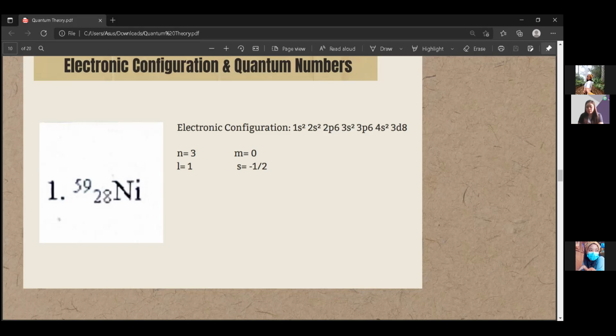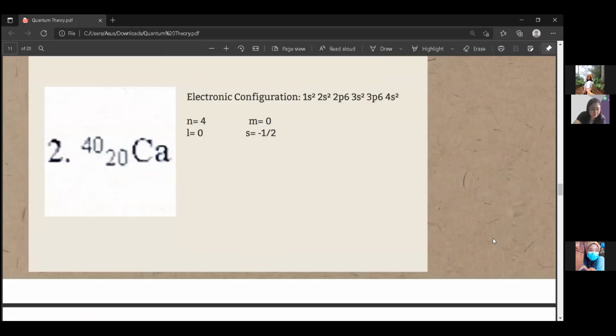So moving on sa m, since d has 5 orbitals and the 8th electron is nag-land sa 0 na orbital, that is why 0 ang ml or ang m. And since the arrow nag-face siya downward, that is why s is equal to -1/2. Sa next slide.